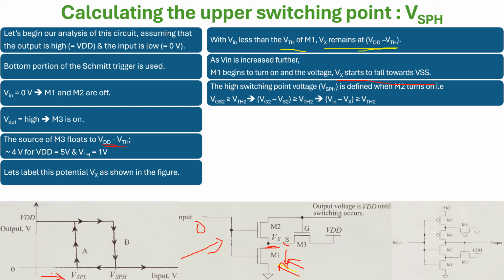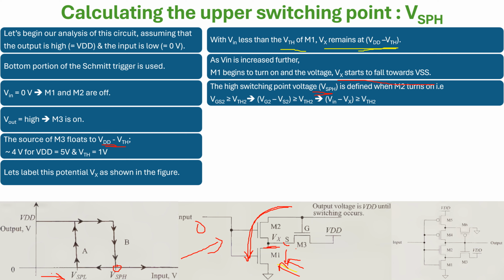The high switching point, VSPH, right? So the high switching point is this point, the point at which the output goes from VDD to 0. It is the high switching point because it lies on the higher side of the input voltage, right? That's the reason: it is the input voltage for which the output falls down.